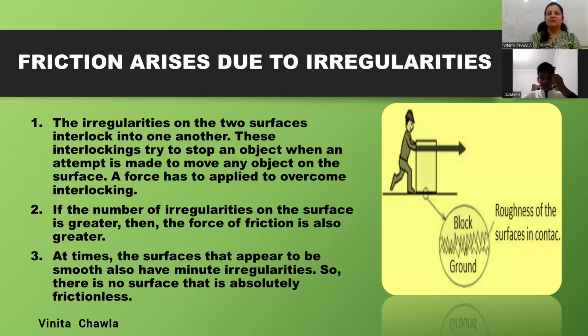So there is no surface that is absolutely frictionless. So we can say that no surface is perfectly smooth. Perfectly smooth means that there is no friction. No surface is perfectly smooth or frictionless. So there are minute irregularities on the surface.